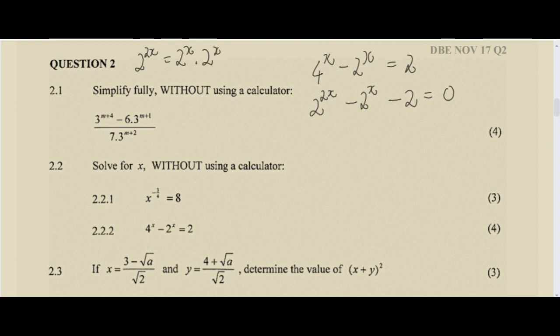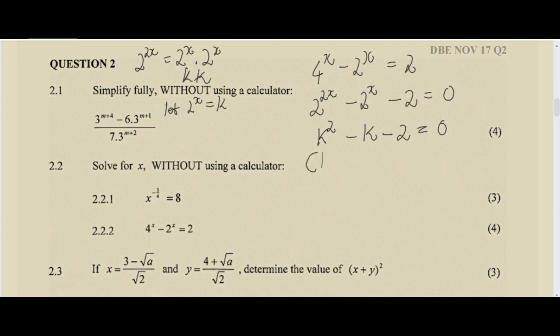Then let's now say let 2 to the exponent of x be equals to k. Right, so we are avoiding having to work with this. We want to work with something that is much easier to see. So now, because we have 2 to the exponent of 2x, and this is k, and that is k, that means for this part we have k squared. Then minus k, because 2 to the exponent of x is k, then minus 2 is equals to 0.